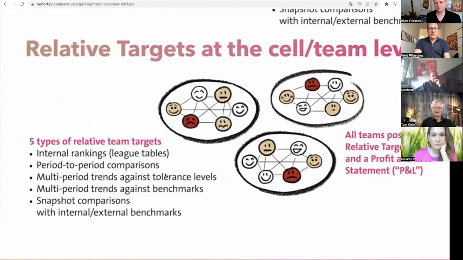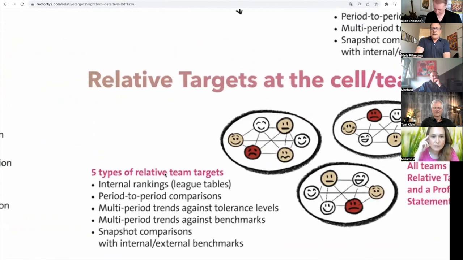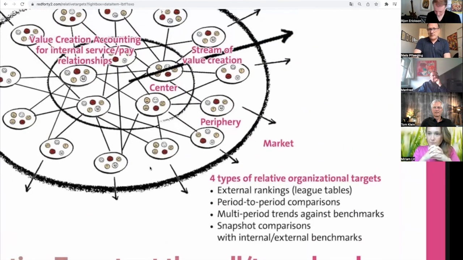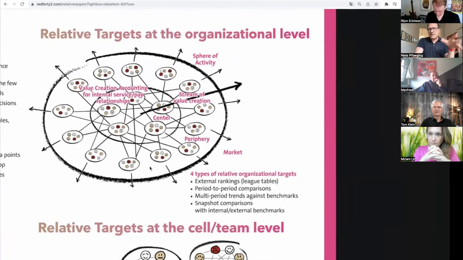For example, at team level, what you could use are these five types of relative team targets. Do you see it at the left? Yes. And on the organizational level, this one is what we identified. We might figure out more, but basically there are four types of relative organizational targets. Yes, external rankings, period-to-period comparisons, multi-period trends against benchmarks, and snapshot comparisons. These are, of course, denominations that we chose. You might choose others, but these are things that we found, reporting stuff that, of course, you can make work with SAP or any conventional ERP system or transaction system as well. Not sure if this is an answer to you, Tom. You might follow up on that.